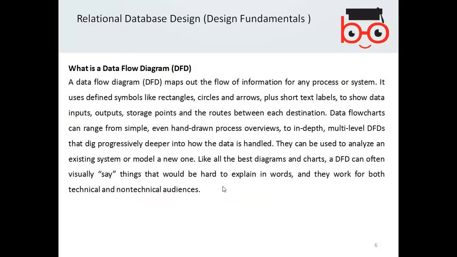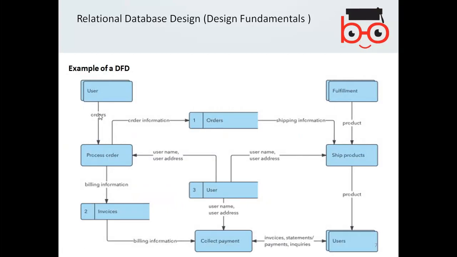Then you should define the data flow diagrams, that is, how the data will flow from your database. It is defined using the data flow diagram. For example, the user puts the order, which is processed through the process order, and then this particular process gives further information to the invoices. Certain orders are generated. The user is supposed to start the collect payment action. Fulfillment is carried out. Shipment is done.